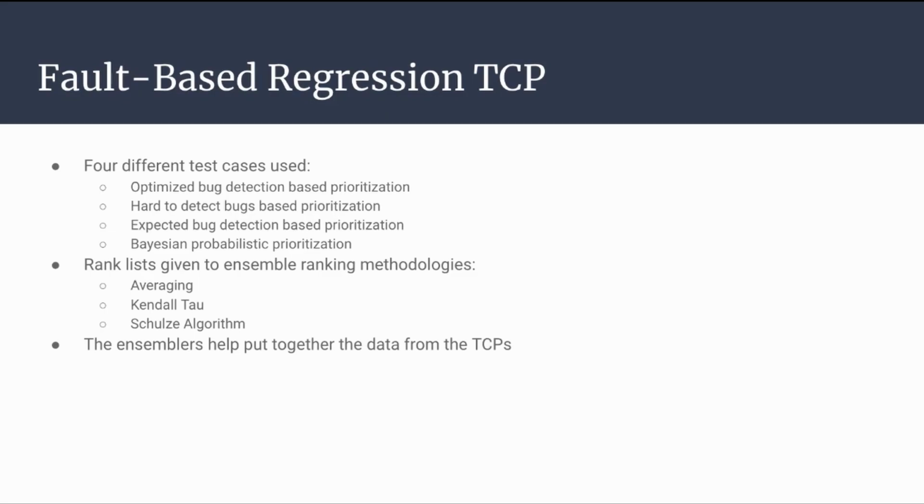Hard to detect bugs based prioritization will put their test cases into three separate groups, which are hard to detect, not hard to detect, and redundant test cases. Expected bug detection based prioritization uses an algorithm to calculate the probability of a bug being detected and then calculates a value for each test case. Bayesian probabilistic prioritization is based on a probability calculation with the same name. The test cases are prioritized based on the likelihood of a test case detecting a bug.